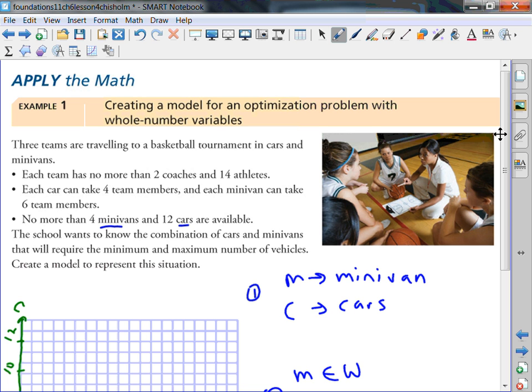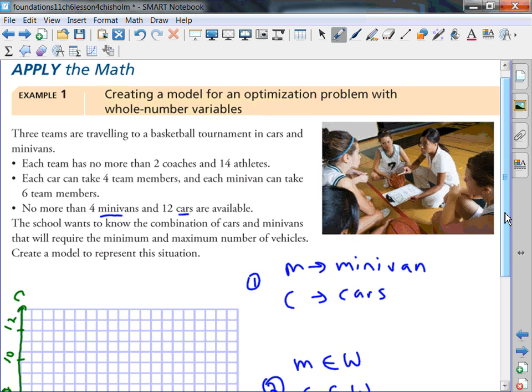But we have to come up with 3 linear inequalities because we have 3 different ideas going on. So the third one has to do with the number of people that can go. Each car can take 4 team members, each minivan can take 6 team members, but what we don't know right off the top of our heads is how many team members there are in total, at least as a maximum.